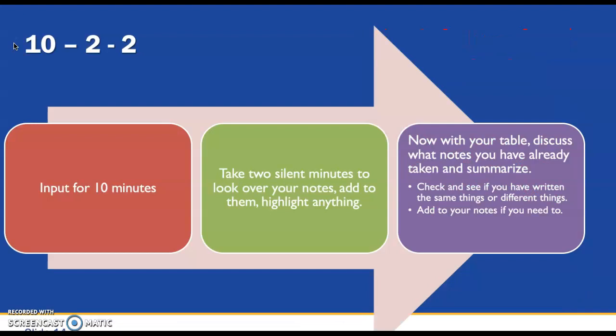Another good tactic for taking notes is when you're lecturing or doing some kind of intense activity: have them get the input, like the direct instruction, for 10 minutes, then have them take 2 minutes to look over their notes and add to them, and then have them discuss as a table. This helps break up the lecture and helps them understand the notes. If you lecture for an hour, students are not going to remember any of that, and they're not going to be able to make meaning of their notes. So less is more in this situation. Try to do the input for 10, a silent minute or 2, and then a discussion.